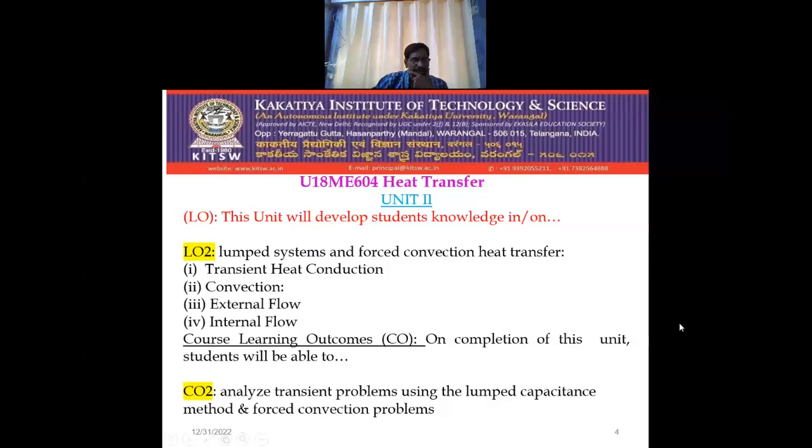Now coming to unit 2. This unit will develop your knowledge of lumped systems as well as forced convection heat transfer. Once you complete this course, you will be able to analyze transient problems using the lumped capacitance method, as well as solve forced convection problems.